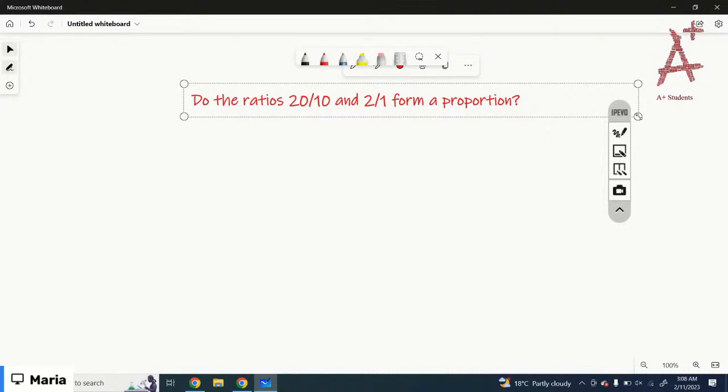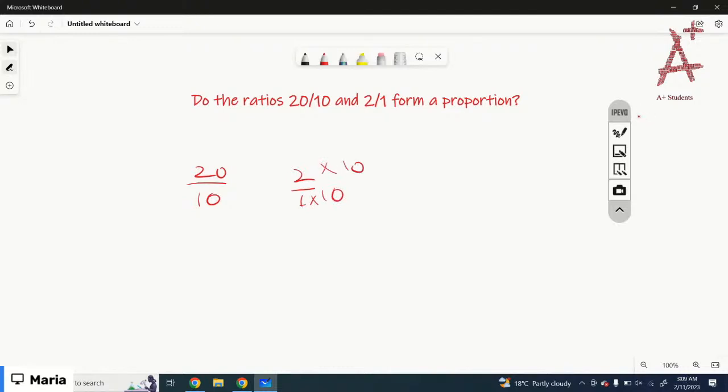So you have two fractions, they are 20 over 10 and 2 over 1. First of all, you have to make the smaller denominator equal to the greater one. So 1 times 10 is 10. So you have to multiply this fraction by 10. So 10 times 2 is 20 and 10 times 1 is 10. Look, they have the common denominators. You can just compare their numerators. They have equal numerators. That means 20 over 10 and 2 over 1 form a proportion.